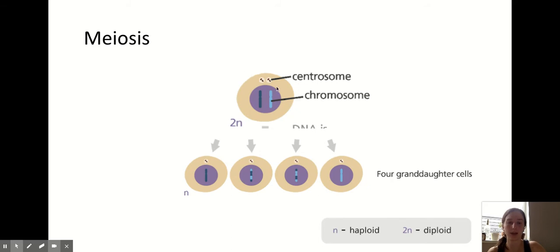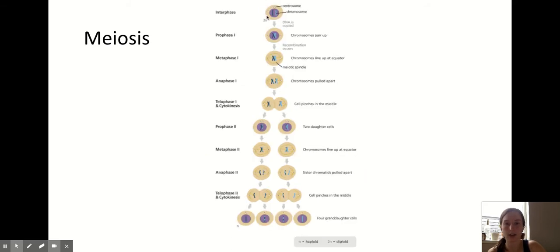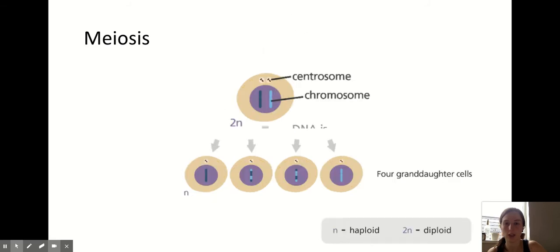So just like big picture, interphase, we've got two copies of our cells. And then this is just showing from the beginning to the very end. So we've got two copies of a chromosome. At the end of meiosis, we've actually got four cells, and each of them has one copy of that chromosome. And they're all unique. So they're all a little bit different.